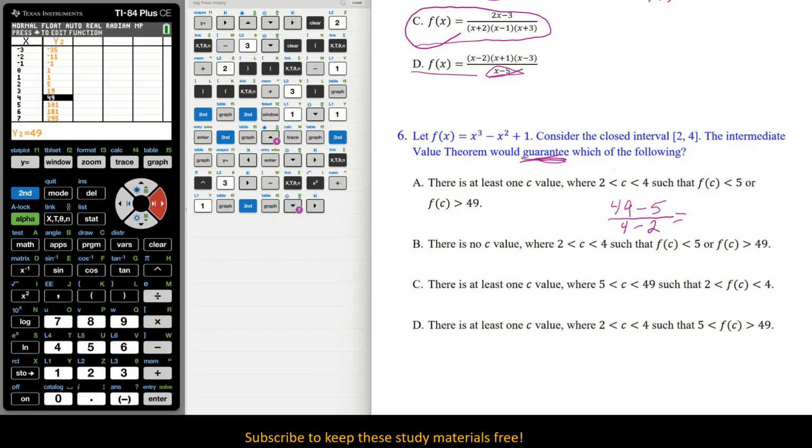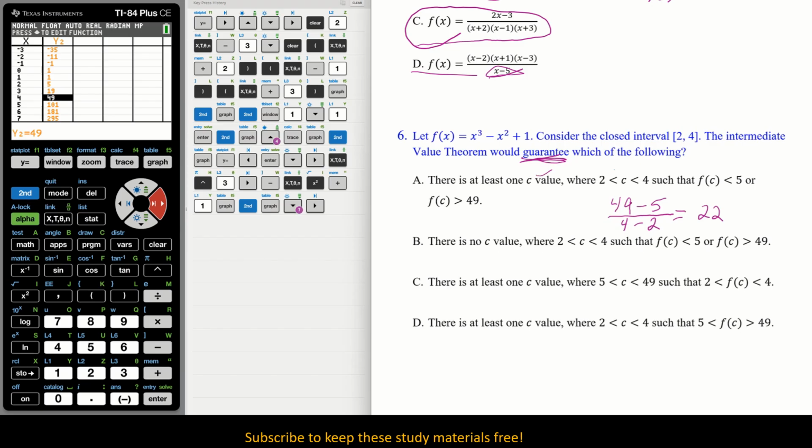Yes, and that will give us, well, it's going to give us 22, but I think that's irrelevant, okay? So what we have to do is read through these and see which one makes sense. Okay, for A, there is at least one C value. Yes, I've stated that. I agree. So that part is part of the definition, where 2 is less than C and C is less than 4. Okay. Yes, that'd be here.